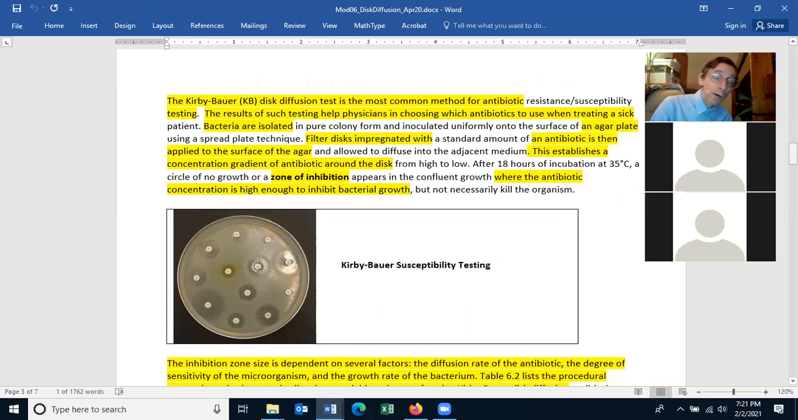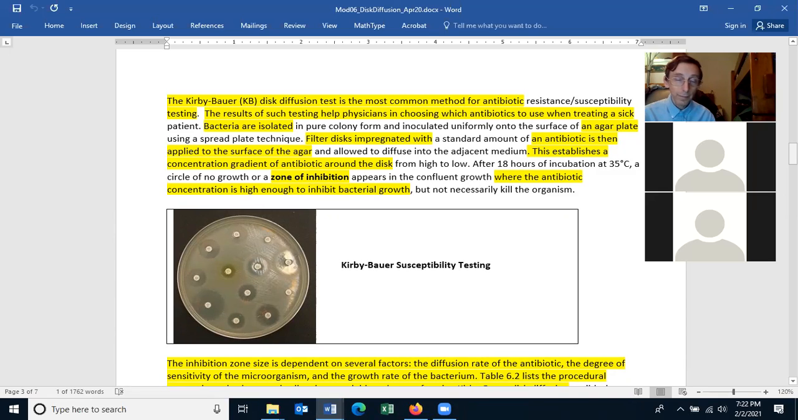All right, so how people use agar plates to determine the efficiency of an antibiotic for killing a specific bacteria is called the Kirby-Bauer disc diffusion test, and it is the most common method for testing an antibiotic. The results of such testing help physicians in choosing which antibiotics to use when treating a sick patient.